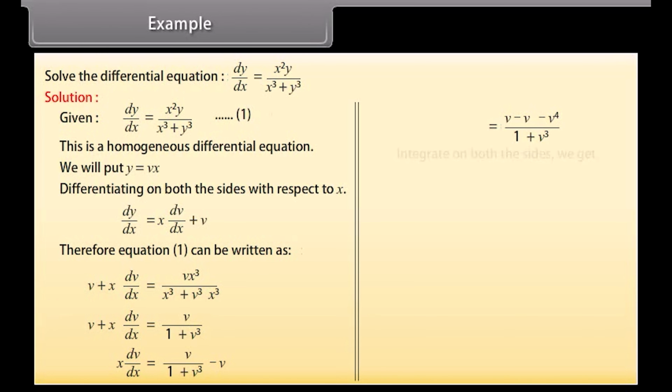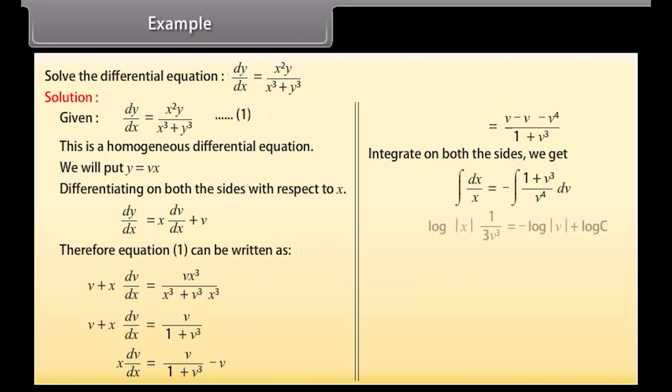Integrate on both the sides, we get integral of 1 by x with respect to x equals minus integral of (1 plus v cube) by v raised to the power 4 with respect to dv. Log of mod x equals 1 by 3 v cube minus log of mod v plus log c.